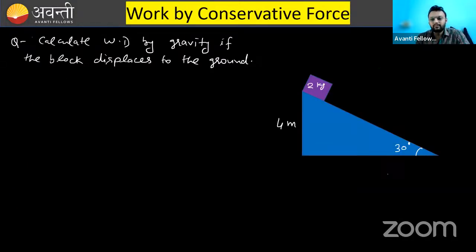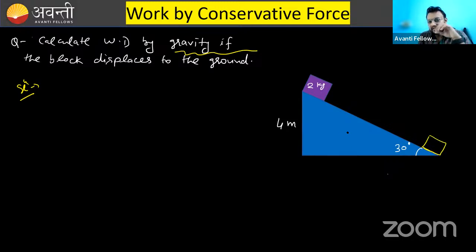So there is a question for you on the screen. Give it a try and answer me as quickly as possible. Or you can check your answers. What I'm saying is, calculate the work done by gravity. Gravity is a conservative force. The block is coming from the top of the incline to the bottom of the incline.